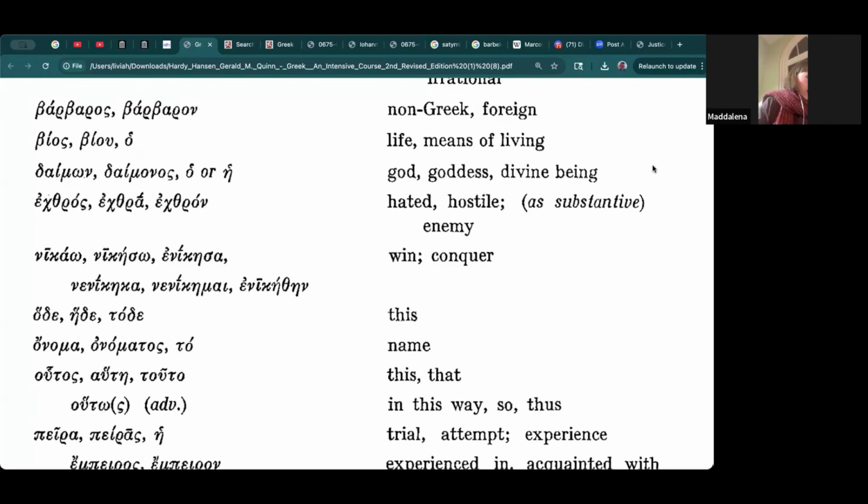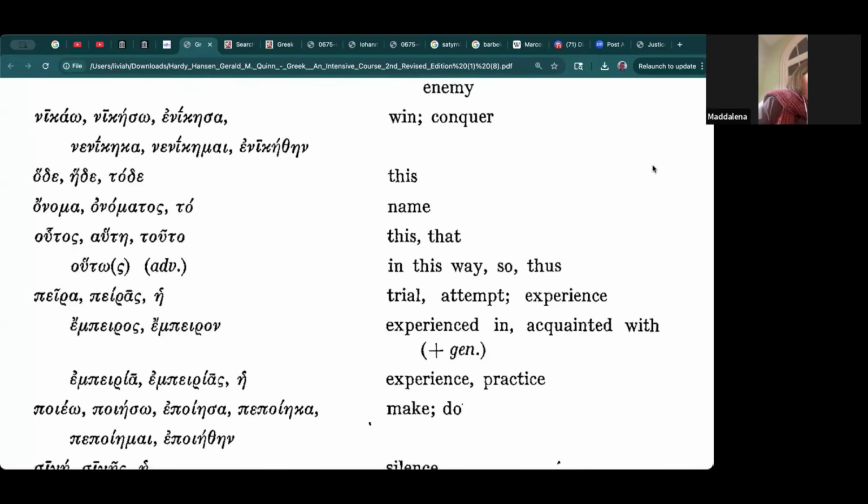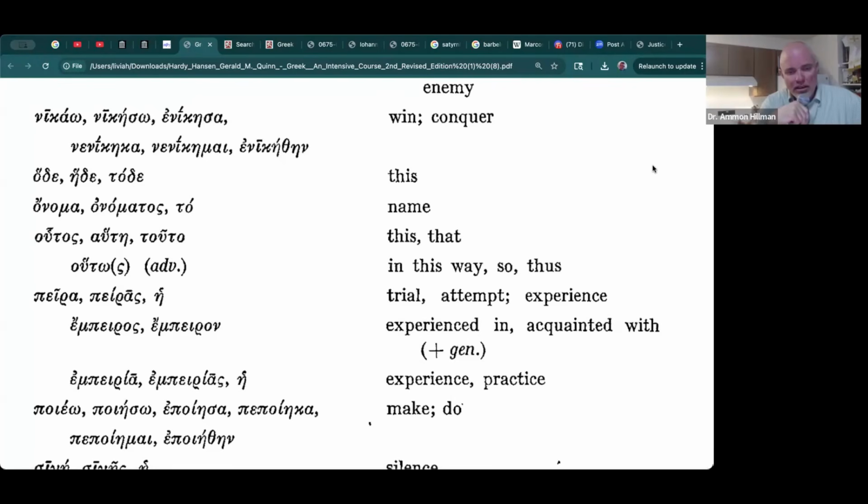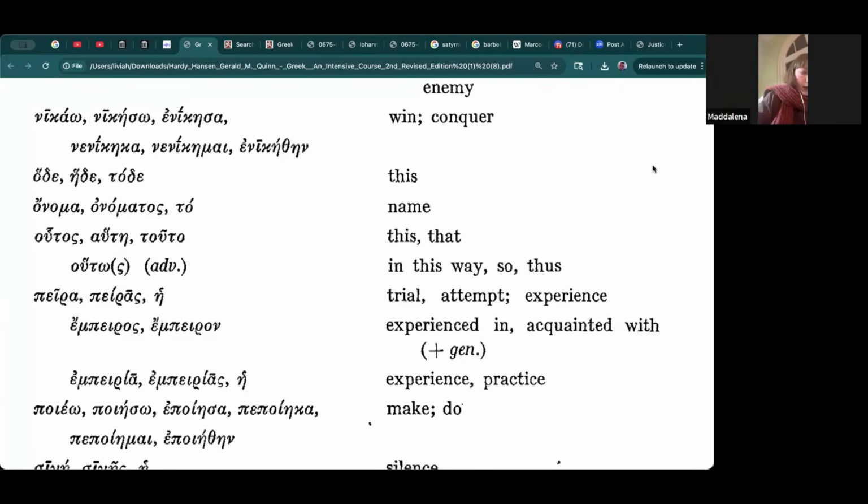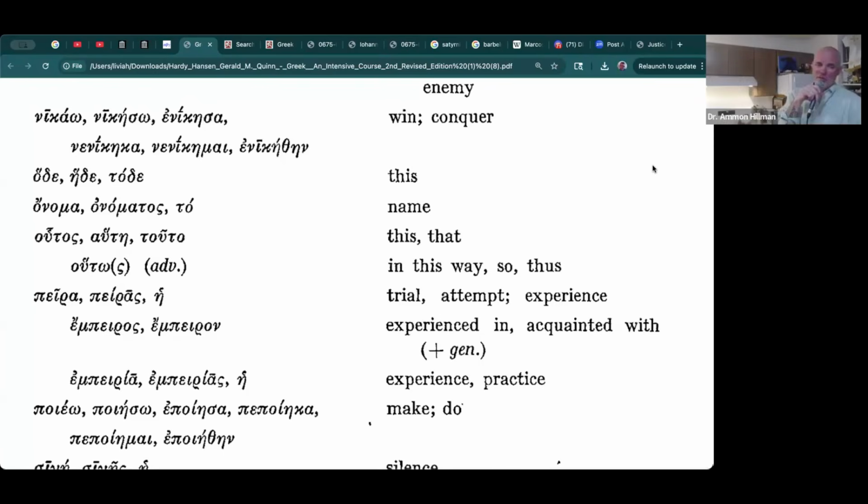Nikao, nikeso, enikesa, nenike, neniketa, nenike, enikethane. Very nice. To win or conquer. Yeah, like Athena Nike, or as people say, Thinanike. As they say now, Nike, right? Whatever. Okay, good.